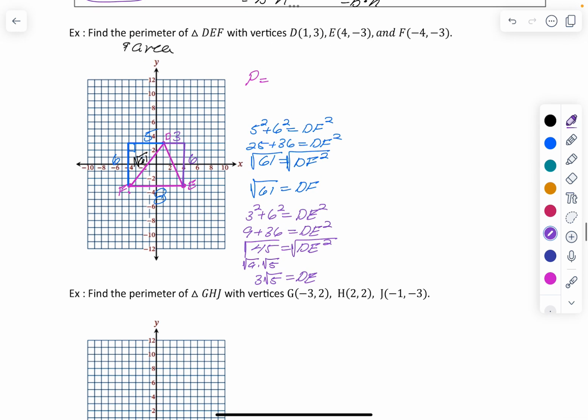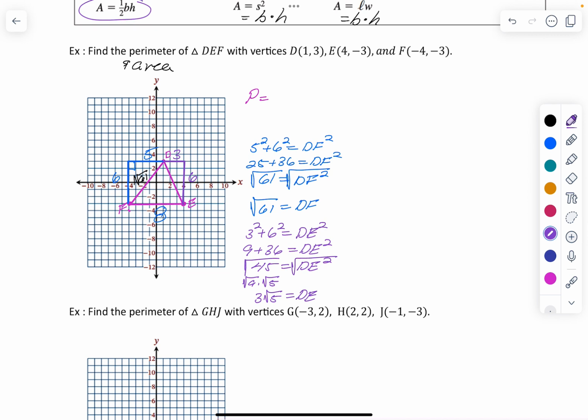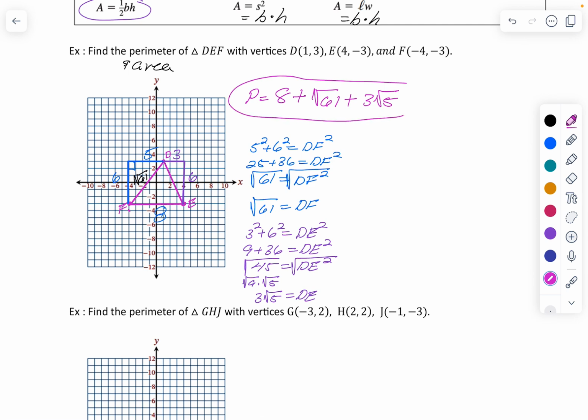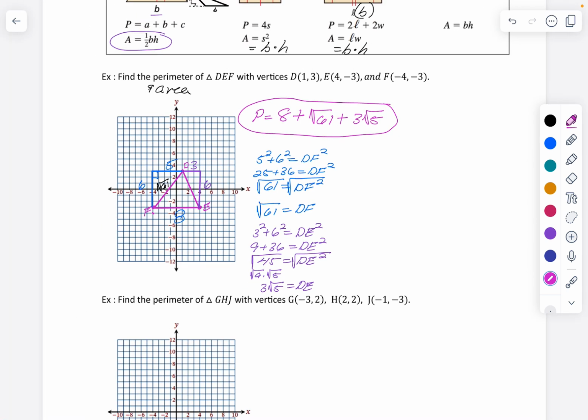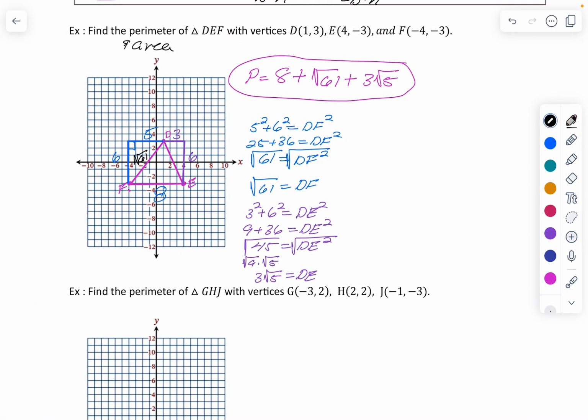So back to the top. Our perimeter then is going to be our base 8, our side FD, which is square root of 61, and our last side DE is 3 square root of 5. And so that's all we can do. We can't combine those because square root of 61 is different than 3 square root of 5. Now, let's find the area.